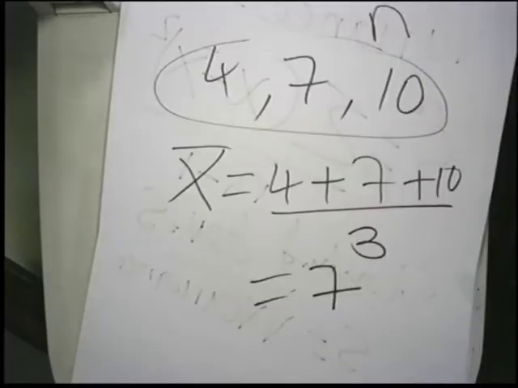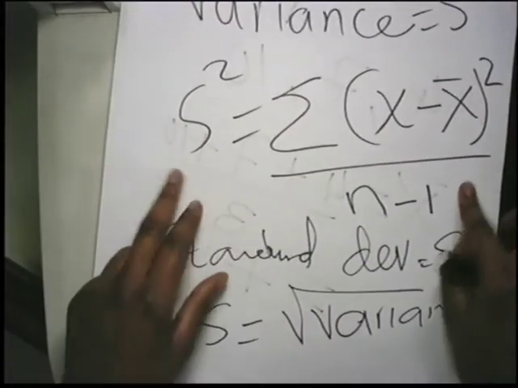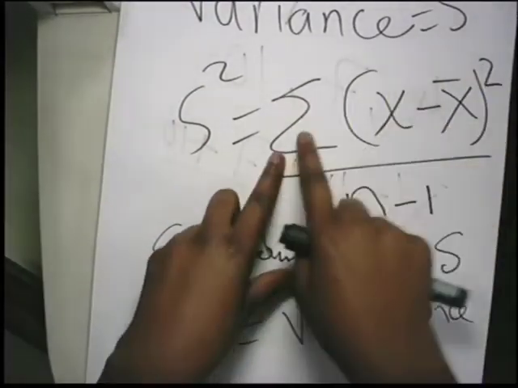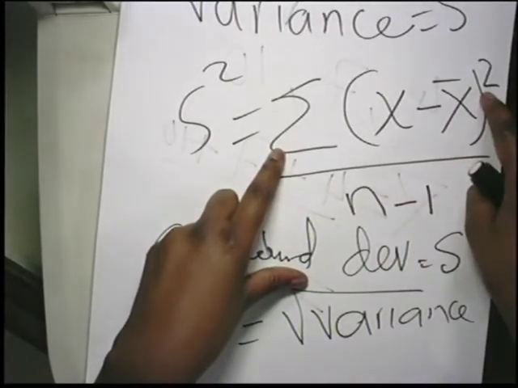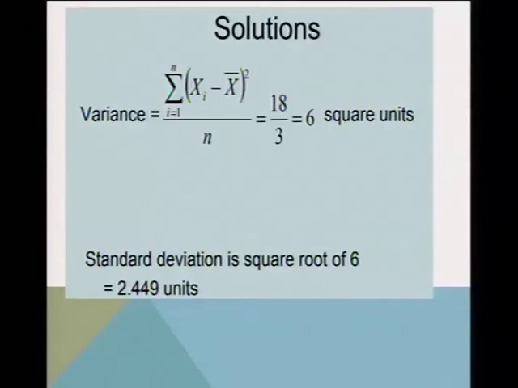So what do you do next? You need to take each data element and subtract the mean, as shown on the table. After that, square all the answers that you got in the second column and you get your answer of 18. Now that 18 is what you have to put here, the sum of the deviations squared. And then you divide it by n minus 1.